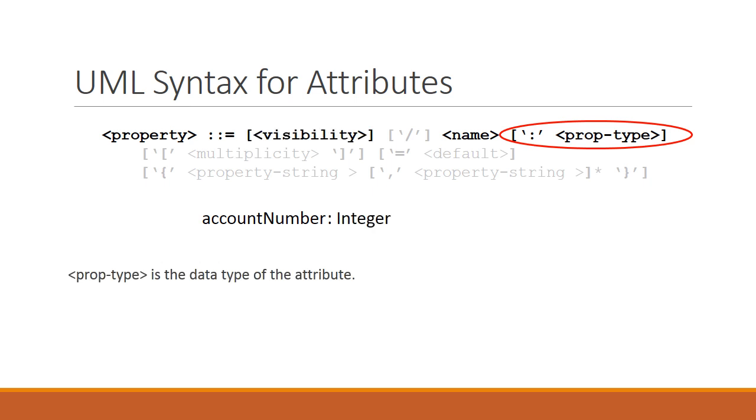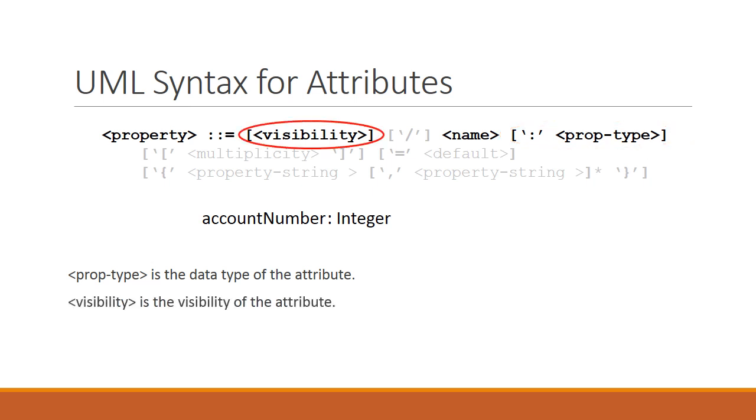The next thing we want to talk about is the visibility of the property. And the visibility is the visibility of the attribute. There are 4 possible values for the visibility. They are public, represented by a plus, private, represented by a minus, protected, represented by a hash sign, or package, represented by a tilde. So in this case, if I want the account number to be private, then I would put a minus sign in front of it. We will talk more about visibility in a later video.